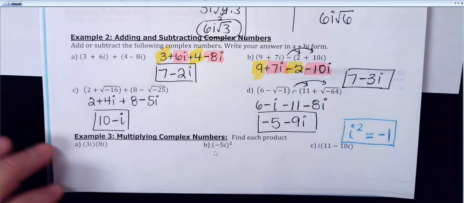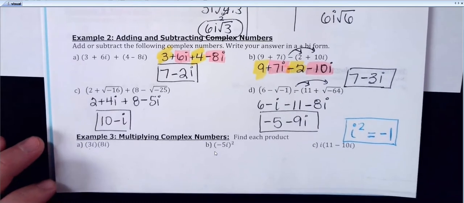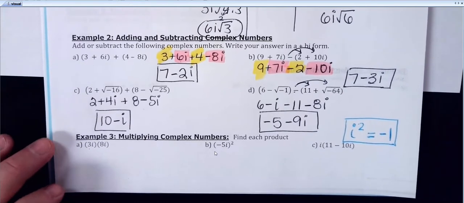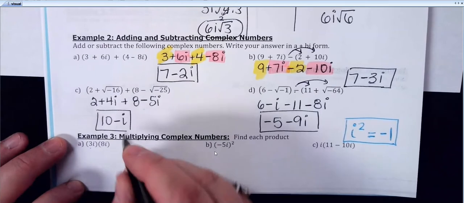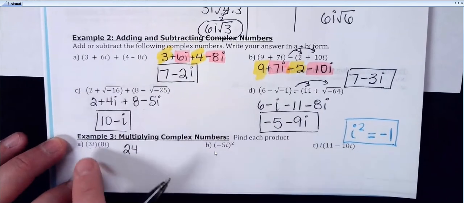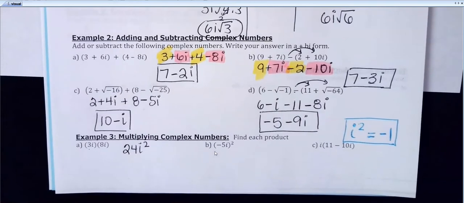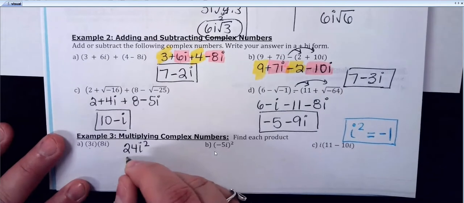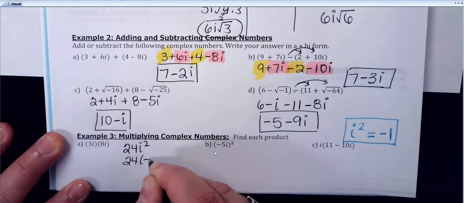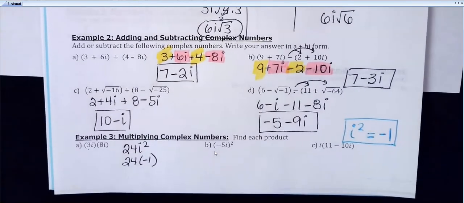So 3i times 8i. Two purely imaginary numbers I'm going to multiply together. So if I do 3 times 8, I'm going to get 24. i times i becomes i squared. This doesn't look like it right at the moment, but the answer here is actually just going to be a real number because i squared being equal to negative 1 really makes that 24 times negative 1.